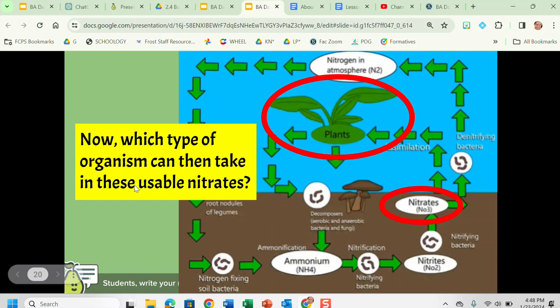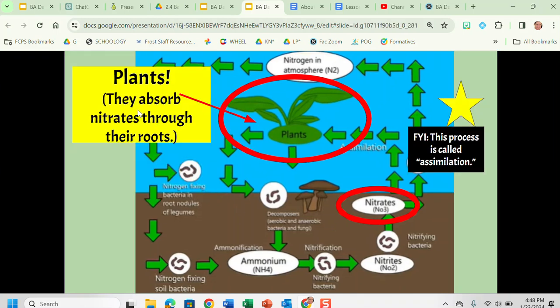Which type of organism can then take those usable nitrates? Nitrates are the good ones. It's plants. Plants can actually absorb nitrates. They're going to get nitrates in through their roots. And this process is called assimilation. So this is another big word that you can handle. You're just going to have to pay attention to how it's spelled and how it sounds. Assimilation. So assimilation is the word that basically means plants are using the nitrates.